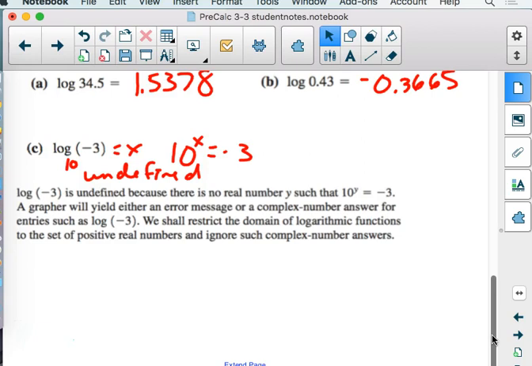A graphing calculator will yield either an error message like we had or a complex number answer for entries such as log of negative 3. But we're going to restrict our domain of the logarithmic functions to the set of positive real numbers anyway, since we are talking about application problems. So ignore complex number answers.